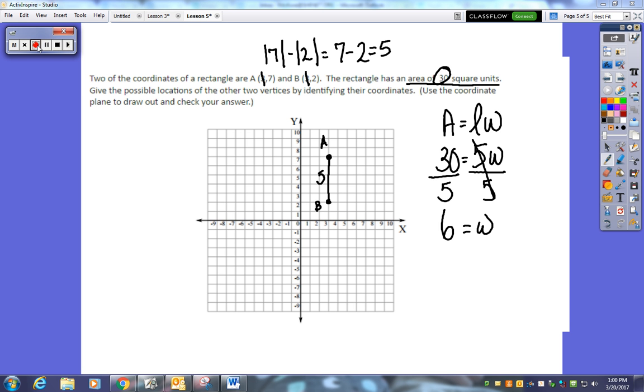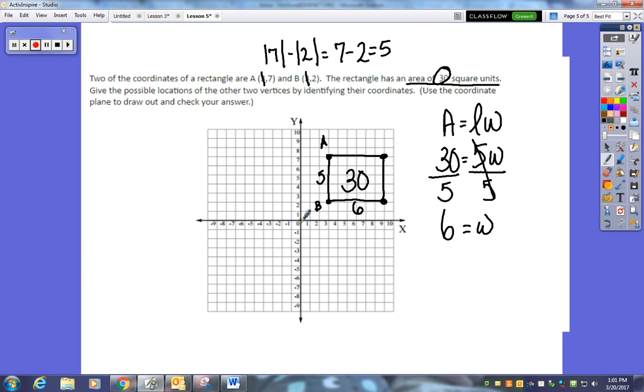So I can take from point A or point B or both and count 6 units in a different direction. I'm going to start by counting 6 units to the right. From B, 1, 2, 3, 4, 5, 6 would go here. And from A, 1, 2, 3, 4, 5, 6 would go here. If I were to make this rectangle, it would look like this, with this side being 6, so 5 times 6 would give me an area of 30. They're looking for the coordinates of the other 2 points that would finish off this rectangle.